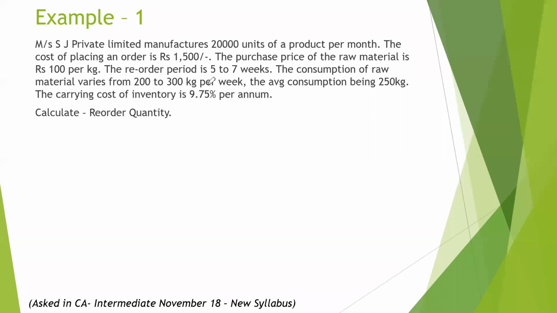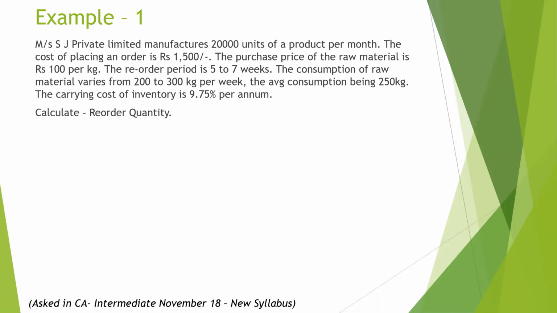In the question, it is given that Messrs SJ Private Limited manufactures 20,000 units of a product per month. The cost of placing an order is 15,100. Purchase price is 100 per kg. Reorder period is 5 to 7 weeks. Consumption of the raw material varies from 200 to 300 kgs per week, the average consumption being 250 kgs, and the carrying cost of inventory is 9.75% per annum. We have to calculate the reorder quantity.